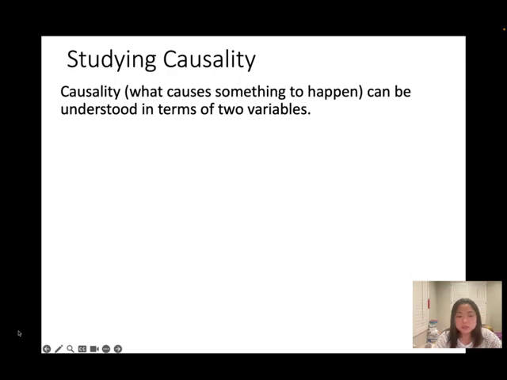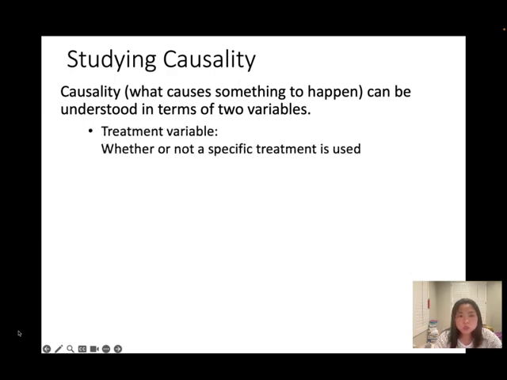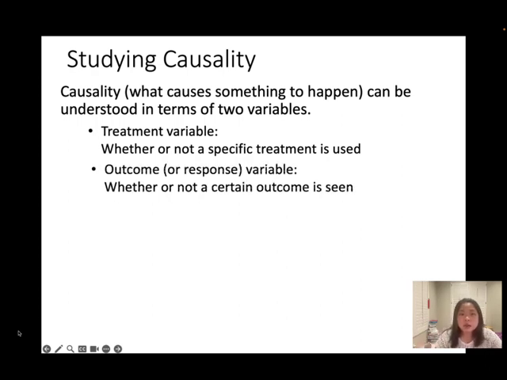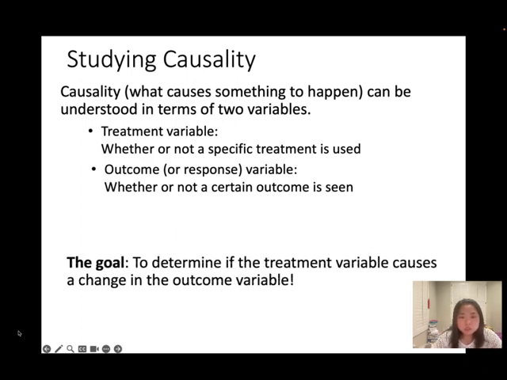So we collect data to determine what types of conclusions we can make. First we have the treatment variable, whether or not a specific treatment is used. This is the cause, right? And then the outcome, or you could say the response variable, whether or not a certain outcome is seen. So one more time, causality: you have a treatment and you have the outcome. We want to determine if the treatment variable causes a change in the outcome variable.